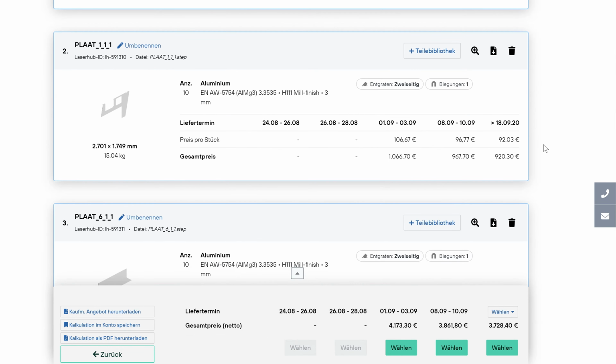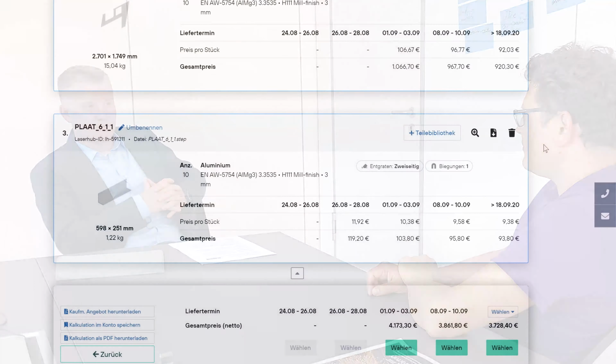What is Wicam's role in this process? Wicam analyzes the CAD files for us and takes over various process steps of the simulation. What happens if the customer accepts the delivery conditions and orders quantity X? What happens at Laserhub then?